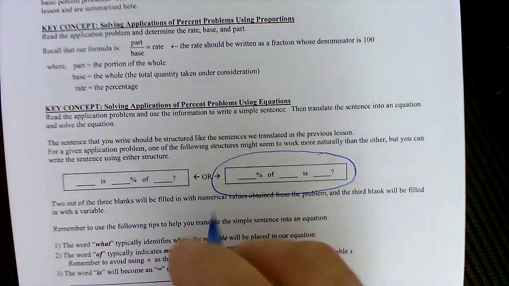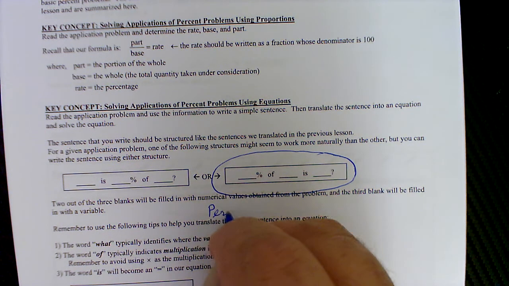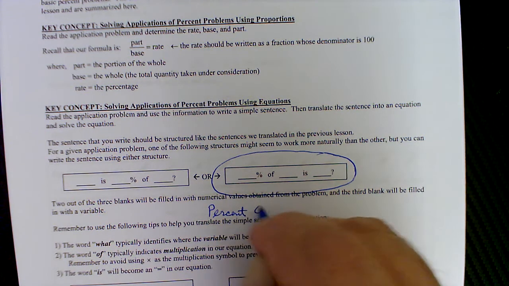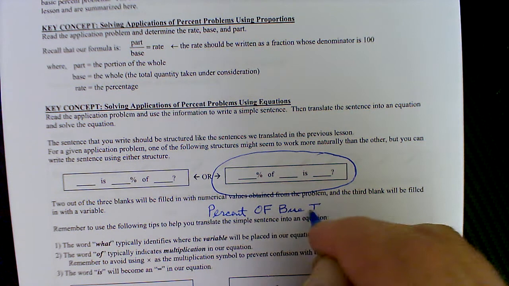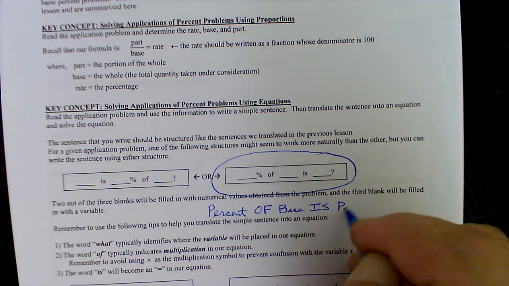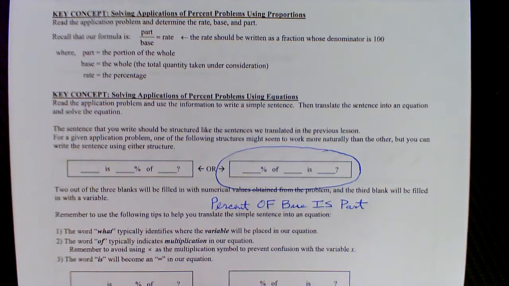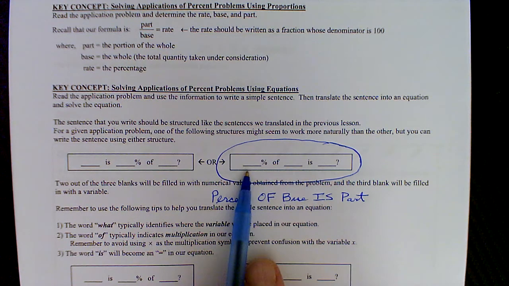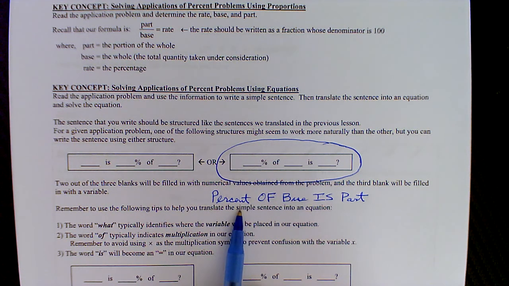And as I wrote in the last lesson, the key sentence to understand is that the percent of the base is the part. And if we understand that, then we're going to write this sentence down at all times. Blank percent of blank is blank, knowing that the percent of the base is the part.